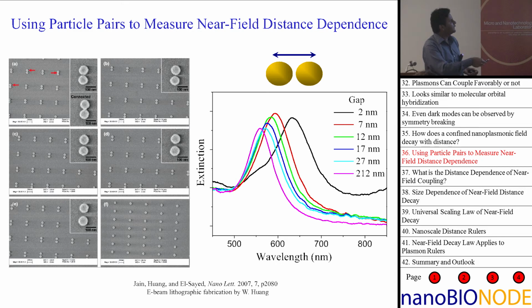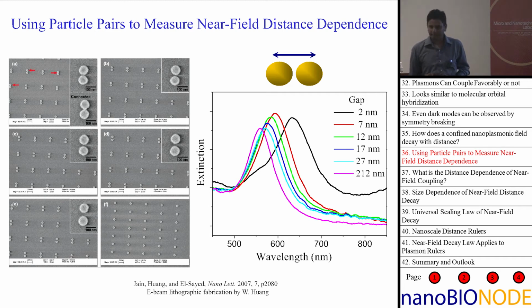As you bring the two particles closer, from the largest distance, the resonance redshifts. As you bring them closer, the interaction between the plasmon oscillations becomes stronger and stronger, and the redshift is higher and higher. So the redshift is a measure of the distance between the particles. That's like a simple distance ruler. You can measure nanoscale distances if you know how much of a shift you get at a particular distance.